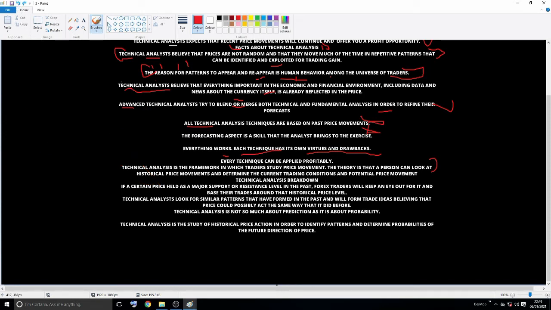So if a level has been a resistance for some time, people who trade technical analysis can come and look at that level as a potential trading level.